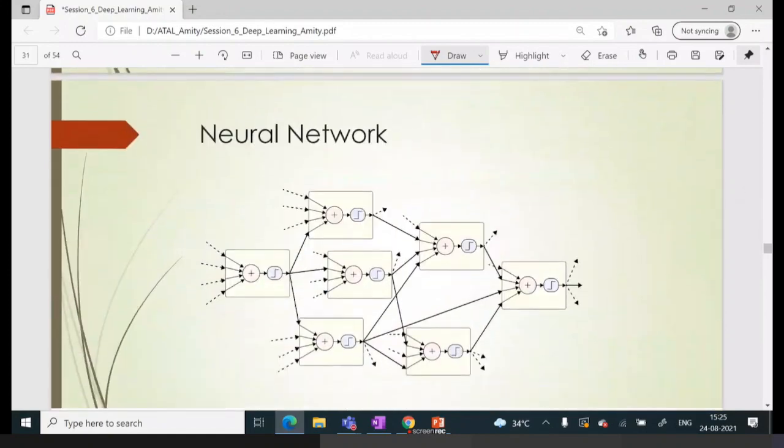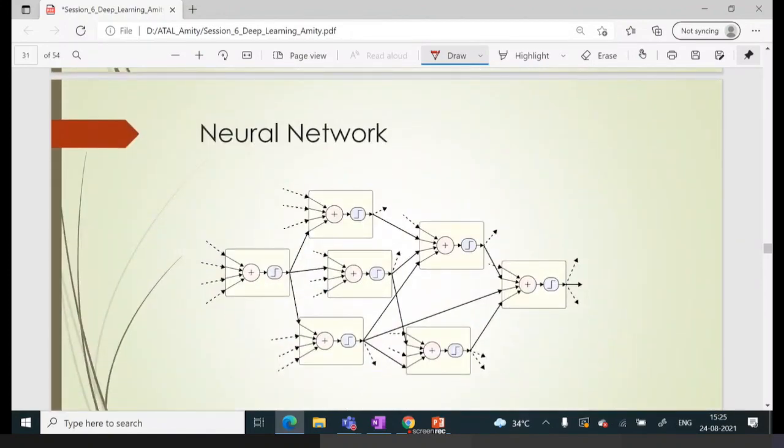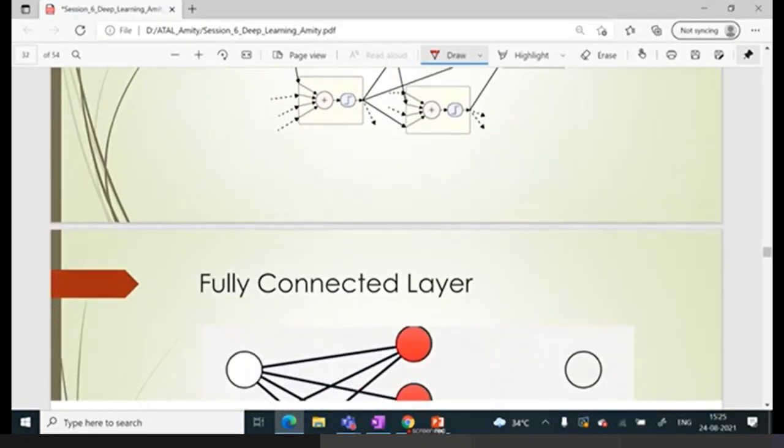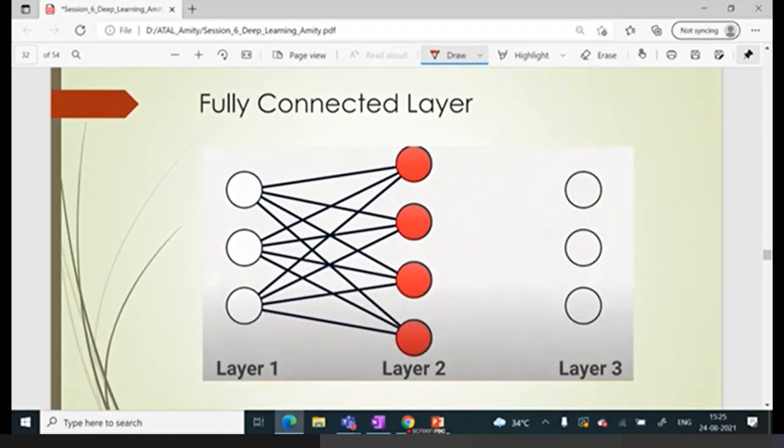Now, if we consider more than one neuron, then we will get a neural network like this. The terminology is very much important. There is a notion of a fully connected layer. What is the meaning of this word? If I say layer 2 is fully connected, that means each neuron of layer 2 is connected with all the neurons of the previous layer, which is layer 1. So you can see each red neuron is connected with neuron 1, neuron 2 as well as neuron 3.